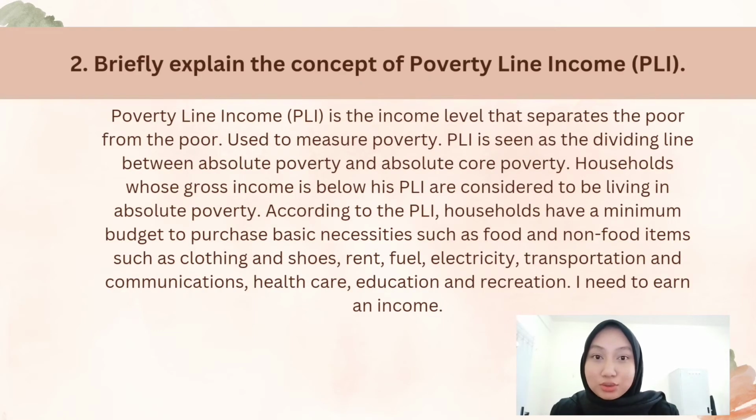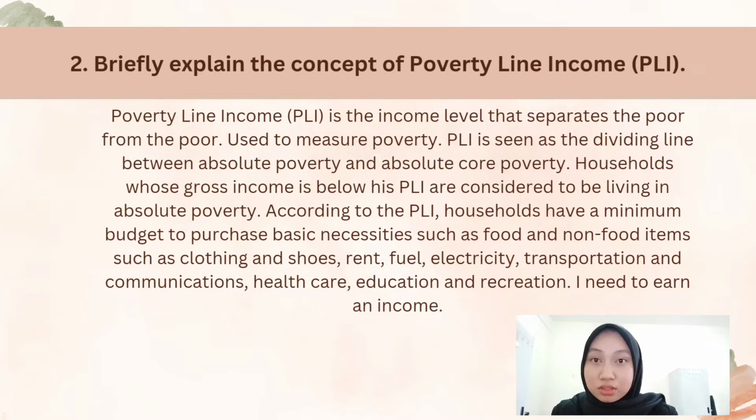Okay, question number 2 is briefly explain the concept of poverty line income. Poverty line income is the income level that separates the poor from the non-poor. It is used to measure poverty. PLI is seen as the dividing line between absolute poverty and absolute core poverty.